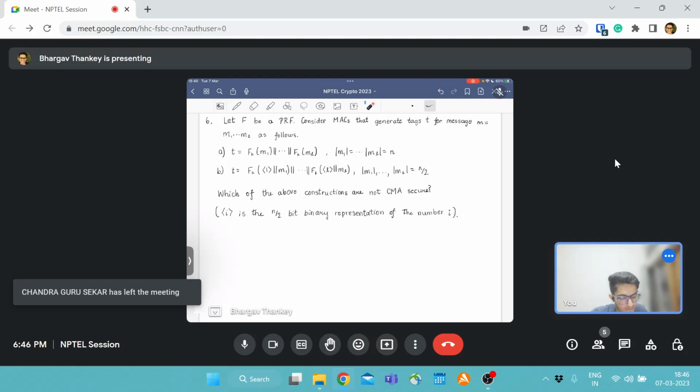The question is, which of the above constructions are not CMA secure? So would you like to guess the answer?